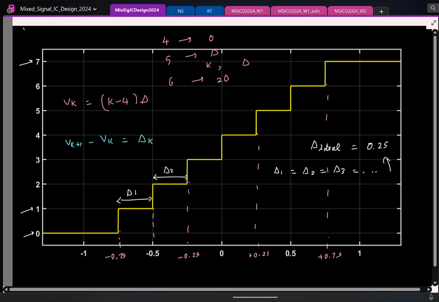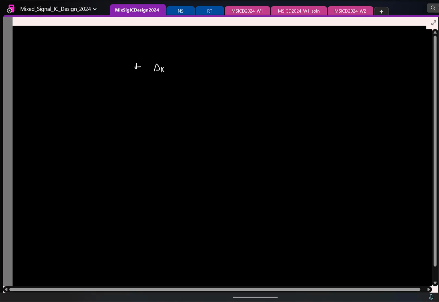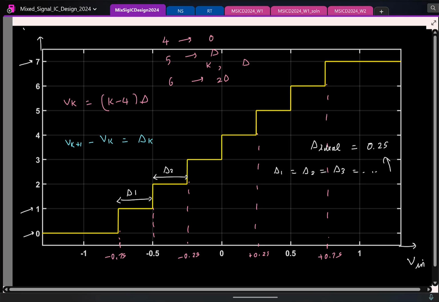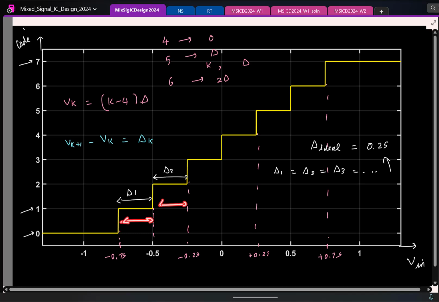Is that okay? Cool. So bottom line, what do I mean when we say we have a so-called linear quantizer is this: the delta k's will all be equal. So this means it is linear. This is the input voltage. This is the output code. Remember, delta is in units of volts, the step size.